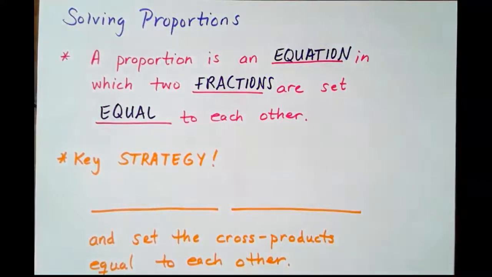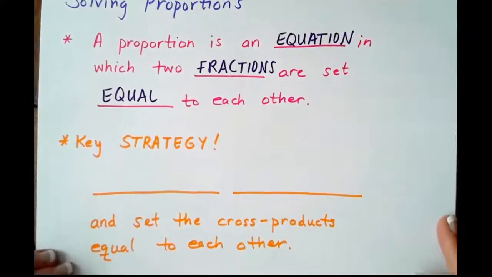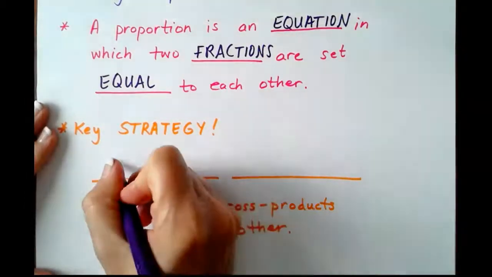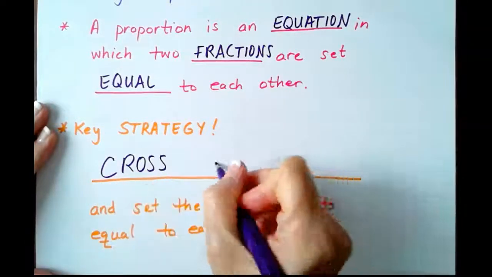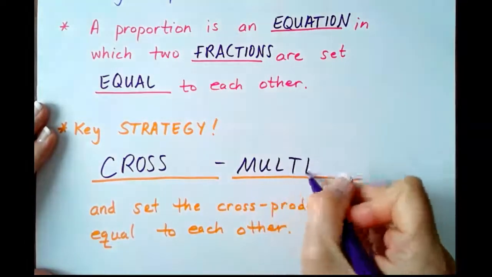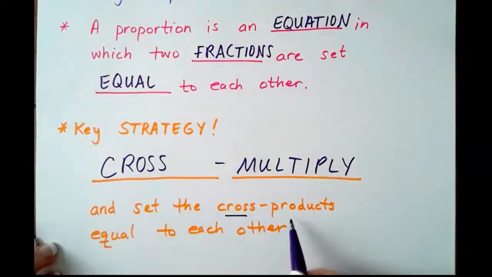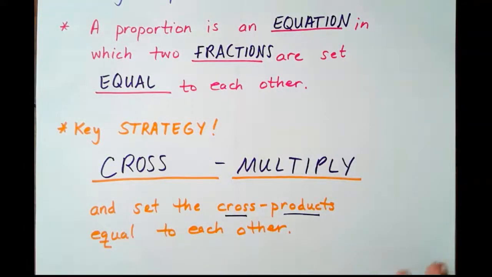We see proportions all the time in science and math, and if you understand the whole idea of equality, that the left-hand side weighs the same as the right-hand side, then you can understand why this key strategy works so nicely. So when you have a proportion set up, you want to cross multiply. We cross multiply and we're going to set the cross products equal to each other.